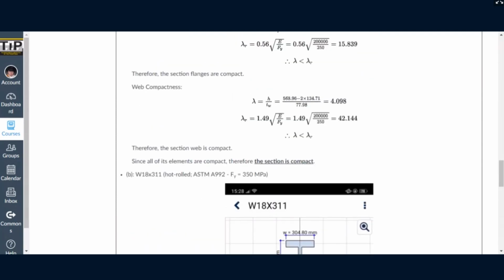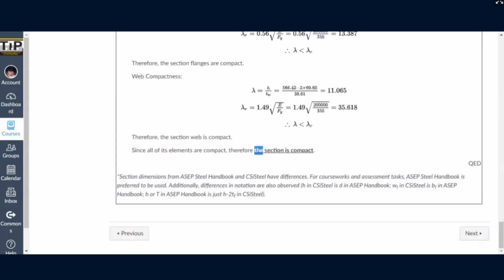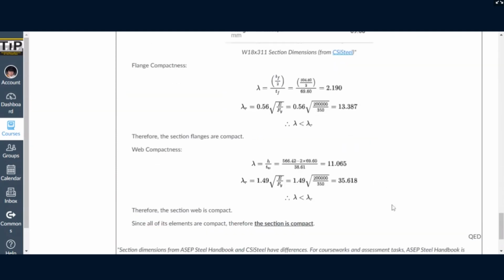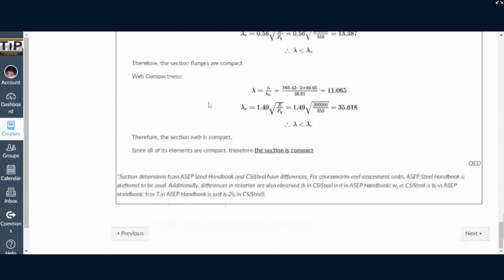Okay? So for letter B, the calculation is similar, no? Only the section and the material properties changed. So direction check. So okay. Disclaimer note here: there are some small differences in dimension between the ASEP handbook and the CSI steel. But apart from that, the differences are minimal. So it's also okay. If you don't have a handbook, you may use CSI steel for this. Okay? So there you go. So that's how you perform the local buckling check, the compactness of our I section.